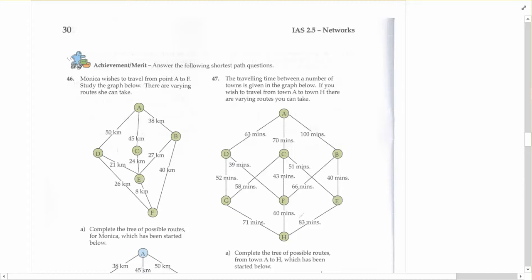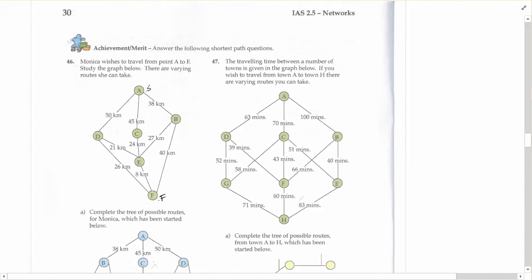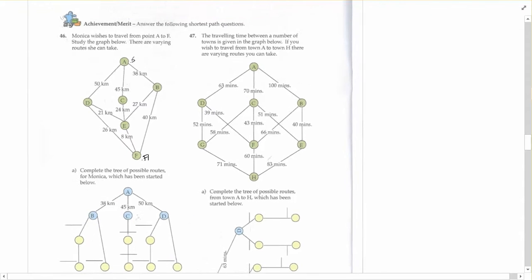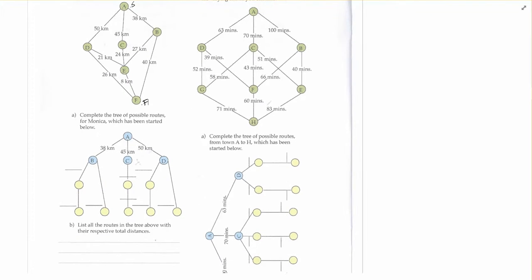So taking a look at using a spanning tree to try and figure this one out, we are going to look at this example where Monica wishes to travel from point A to point F. So we've got our start and our finish. And we're going to use the tree to help us balance this out. So the tree is basically going to show us every single possibility.